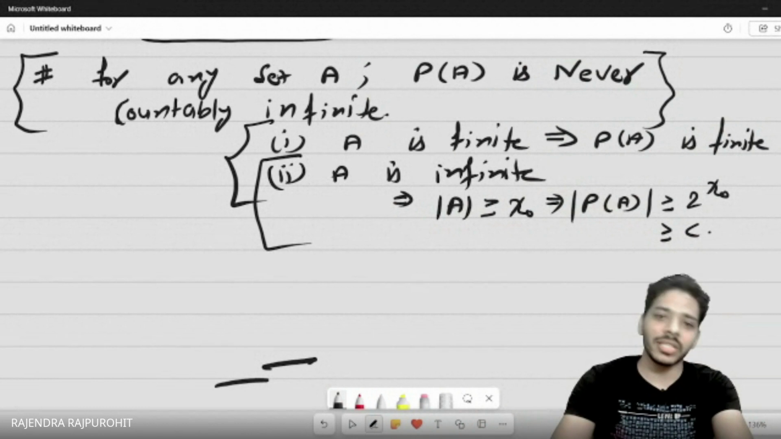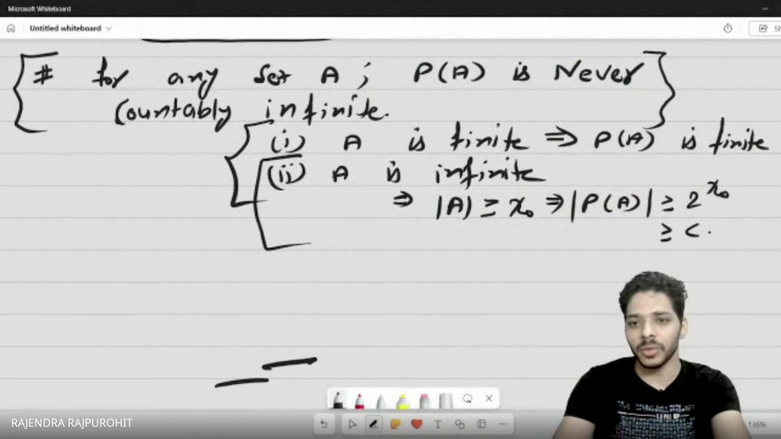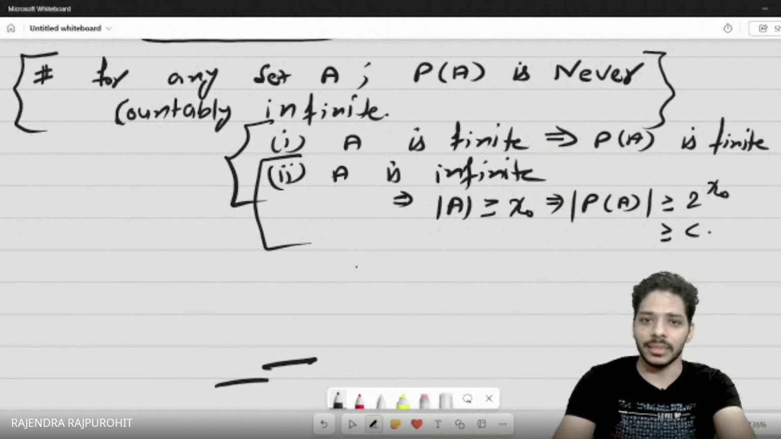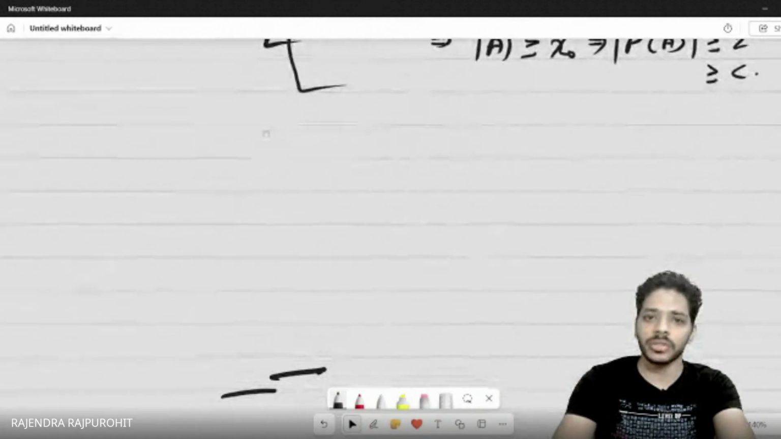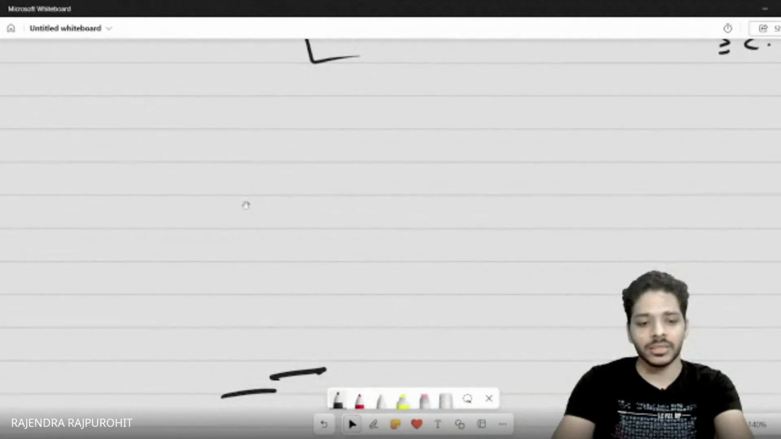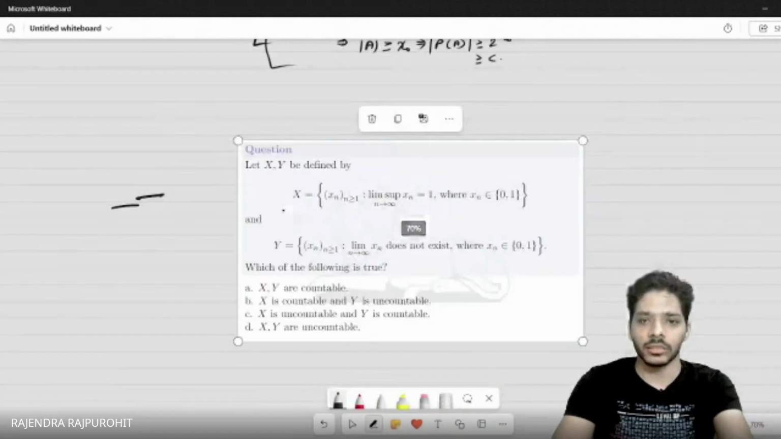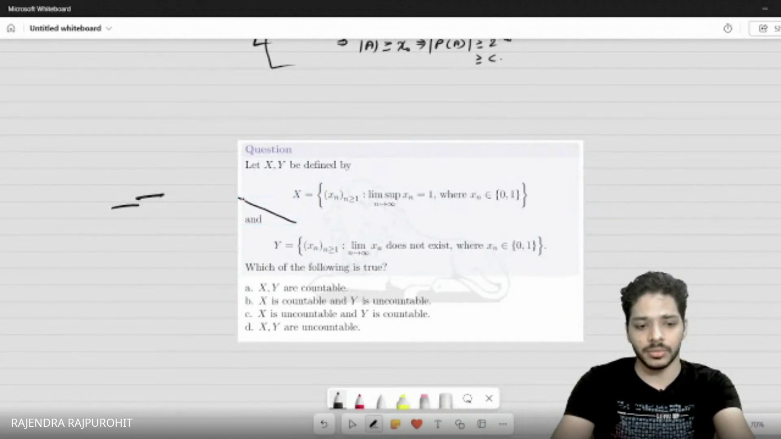Okay, now the next one I'll be talking about is a very recent question in the exam. I think it's from the last to last exam. So let's talk about that. This next question which I'm talking about is actually mixed up with sequences. So again, an interesting one. So I think, let me just paste it here.